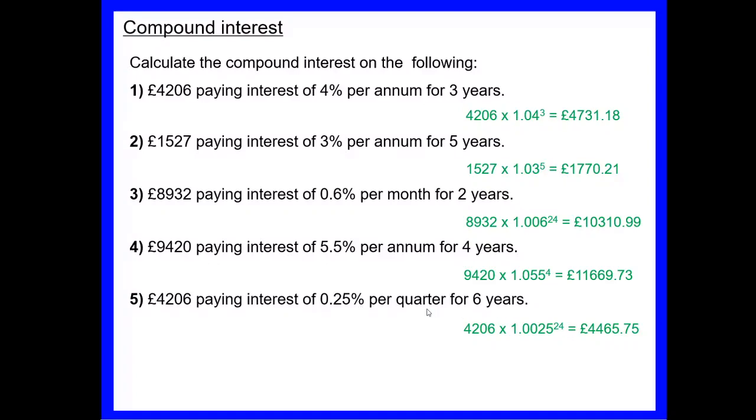So 4 quarters per year. So 4 times 6 gave us a power of 24. And again, being careful with our decimal multiplier. So we add 100 and then divide by 100. Check your answers, make sure you're happy with those before you move on.